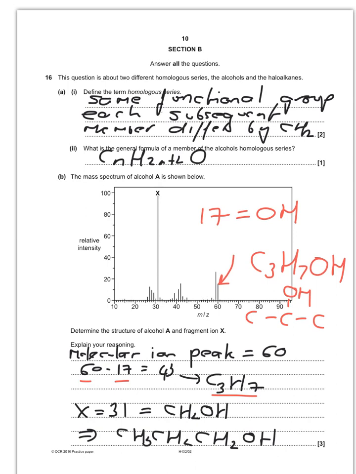If you have a look, the peak at 31 relates to CH2OH, and I should put a plus charge there. So CH2OH plus can only have come from propan-1-ol. If you look at propan-2-ol, which I will draw here, there is no way that you could have produced a CH2OH group from that.